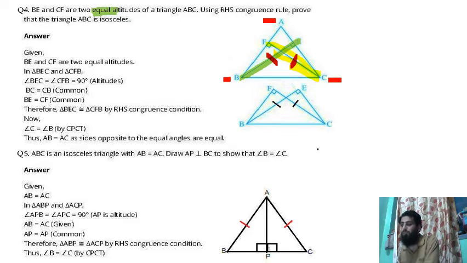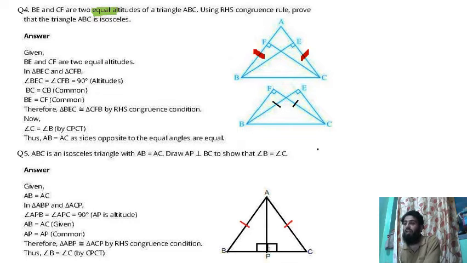Now you have to use RHS congruence. So we are limited by our congruency options. We have to only and only use RHS. Using RHS congruence, we have to prove that triangle ABC is isosceles. Now what is an isosceles triangle? A triangle that has two equal sides. If we have to prove that the triangle is isosceles, we will prove that this side AB and this side AC are equal to each other. If we are able to prove it, then the triangle will be called an isosceles triangle.